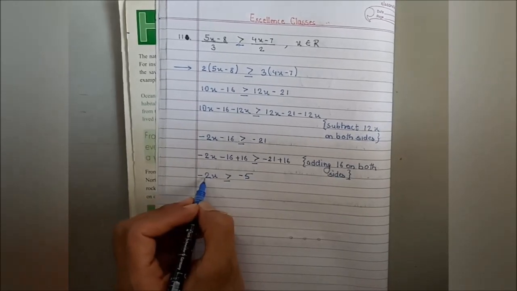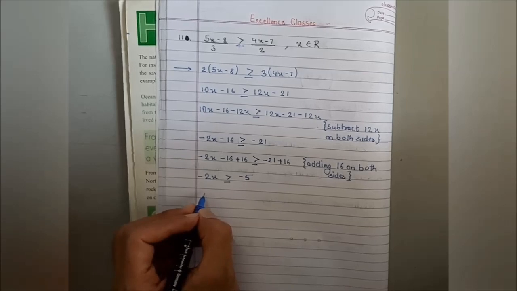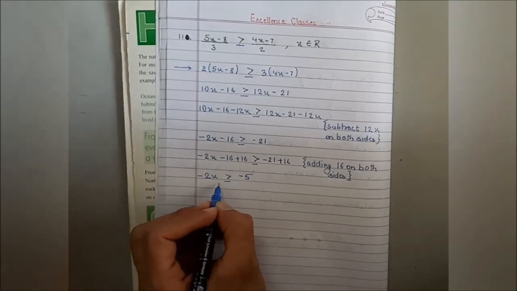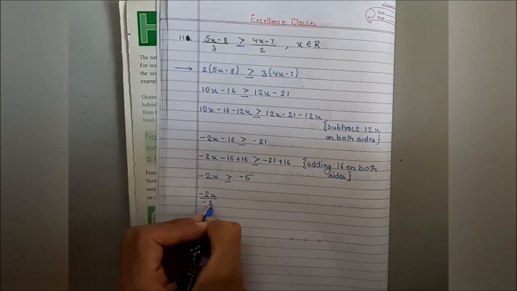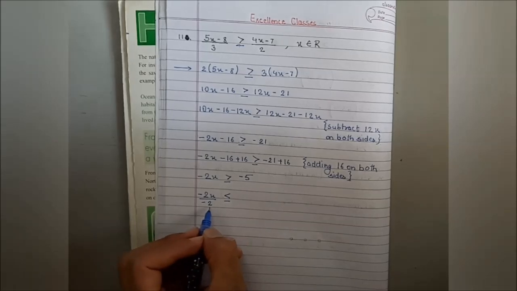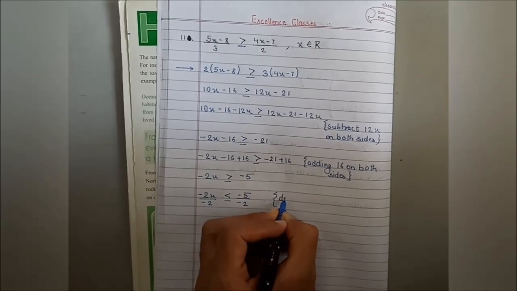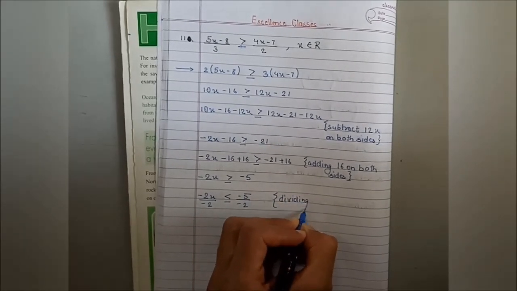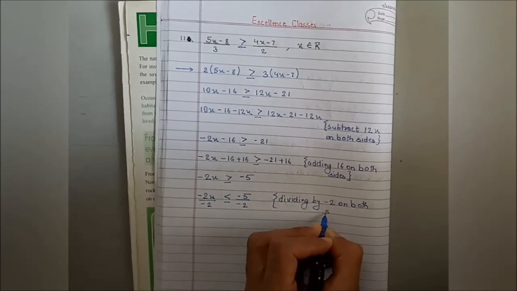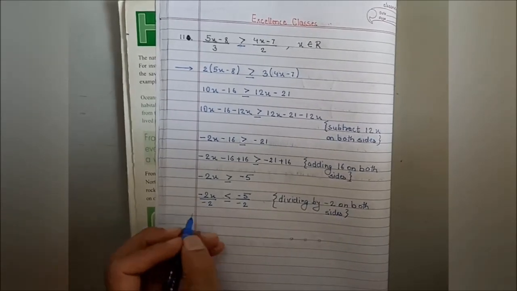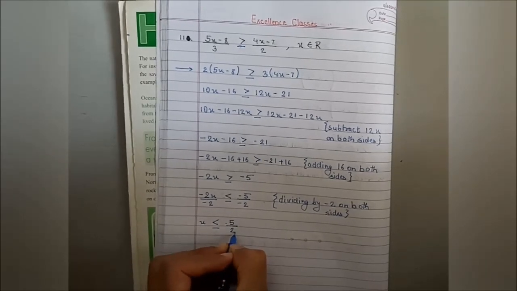minus 5. If I want to remove this minus 2, I'll have to divide by minus 2 on both sides. Since I am dividing by a negative number, my inequality sign is going to change. So minus 2x upon minus 2 gives x, and minus 5 upon minus 2 gives 5 upon 2. So x is less than or equal to 5 upon 2.